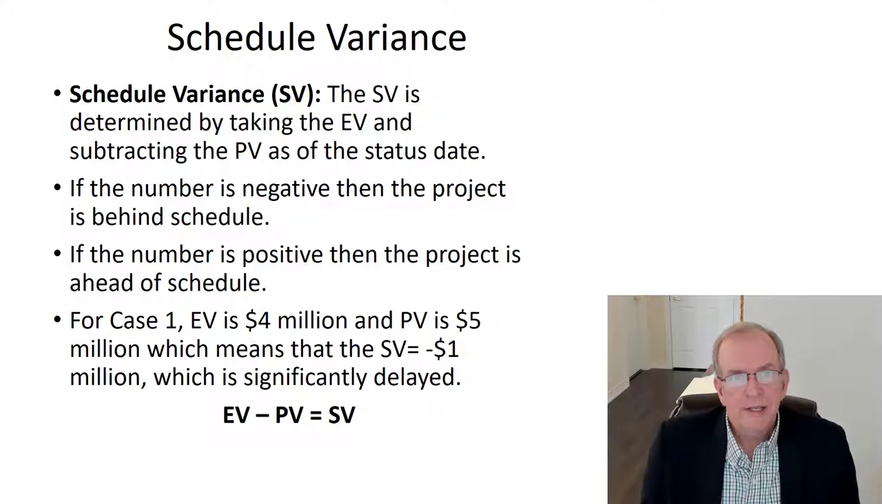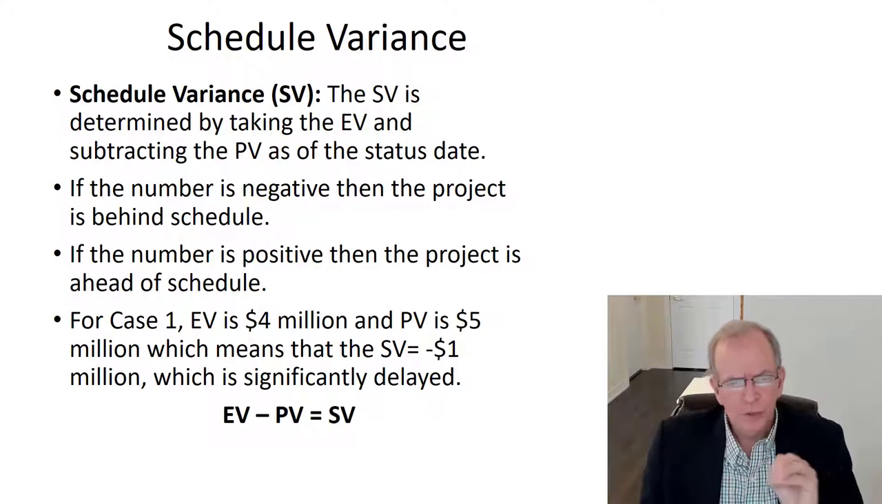So for our case, the college case, we have an earned value of 4 million and a PV of 5 million. So when we subtract earned value minus the planned value, we have a schedule variance of minus $1 million, which means it's significantly delayed.